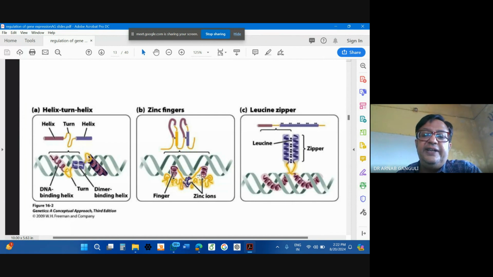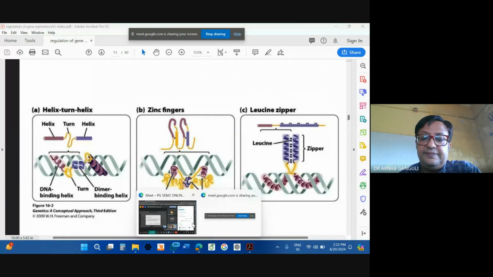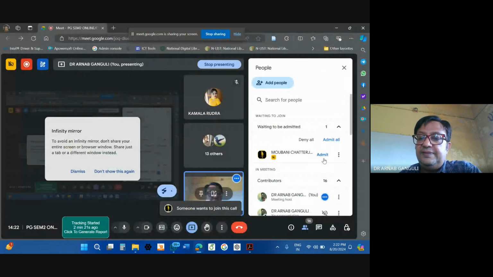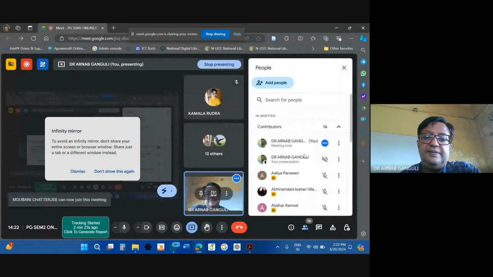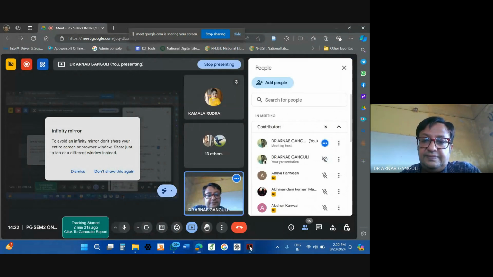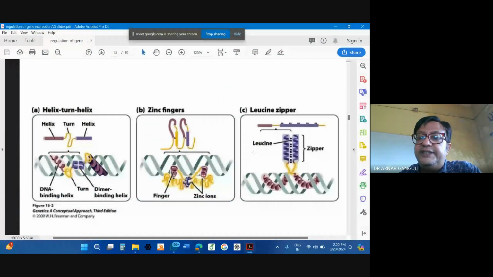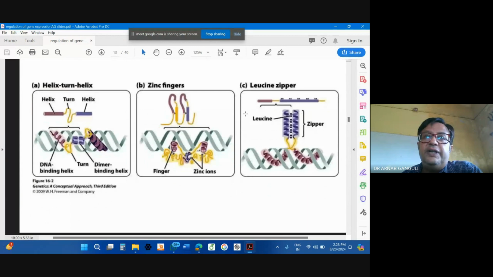Then you have zinc fingers. Then you have leucine zippers. It's like a zipper-like configuration. Leucine zipper जैसे ये खुल जाता है inactive, लग जाता है active. Zinc fingers. So you have to practice these diagrams.